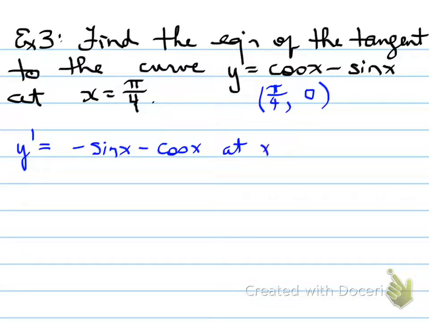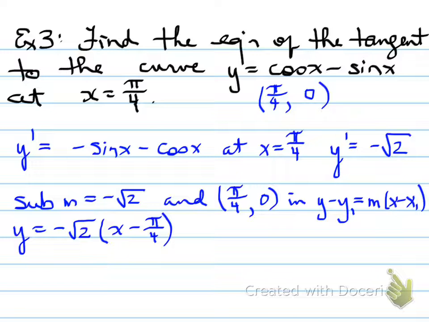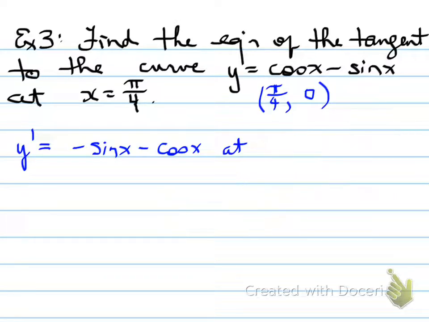Now, at x equals pi over 4, remember when you take the derivative and you need to find the equation of the tangent, you don't have to worry about simplifying the expression. Automatically plug in the value of x, such that you get y prime is equal to negative root 2. Why is that the case? Let's look backwards and we'll see why.